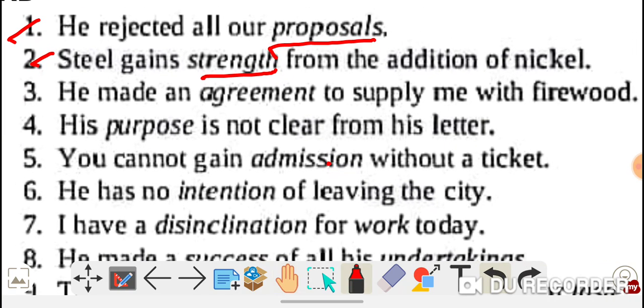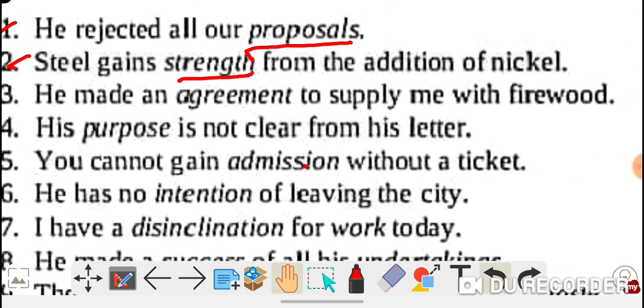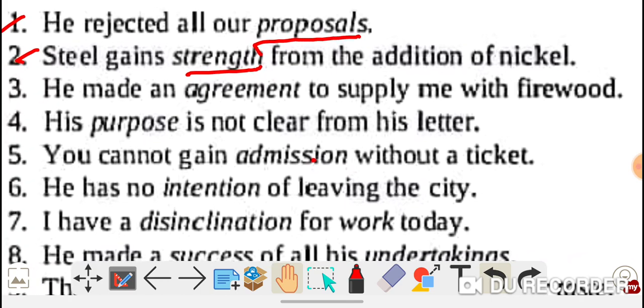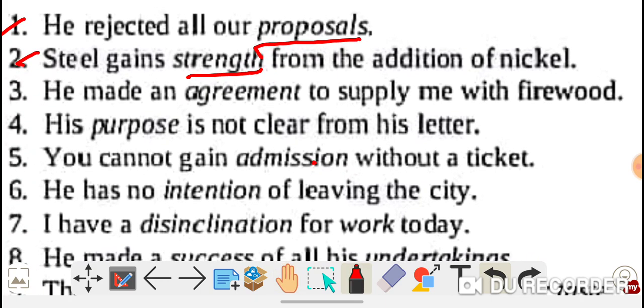Number 3. He made an agreement to supply me with firewood. So agreement is a noun. So what is the verb form of agreement? Agree. So the answer is, he agreed to supply me with firewood.